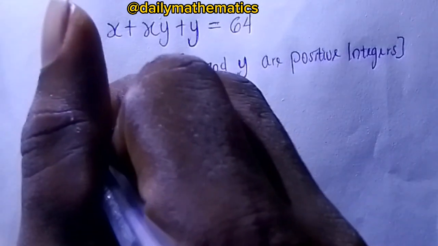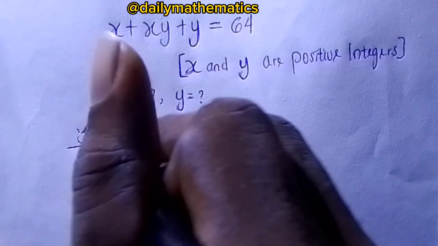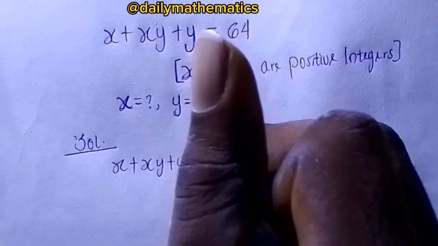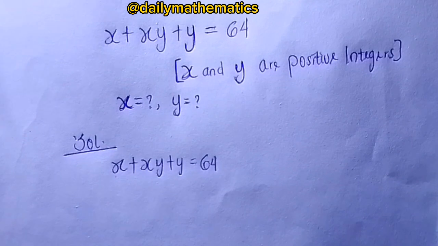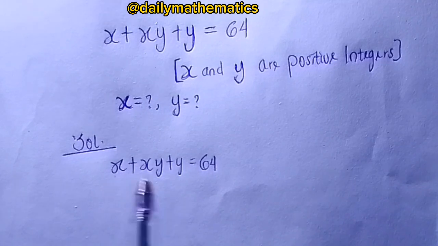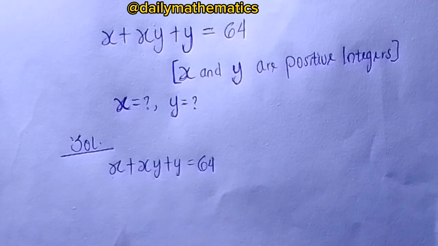So, solution. Let's rewrite the question: x plus xy plus y equals 64. Now if you're looking at this, there is one thing that you are seeing. x is common in this and this, and you are seeing y common in this and this. So what do you do? How do you go about it?